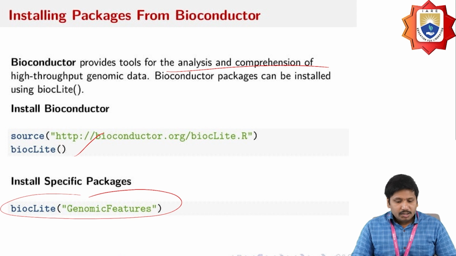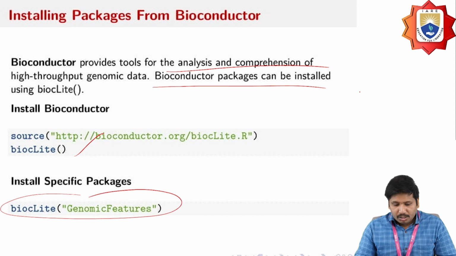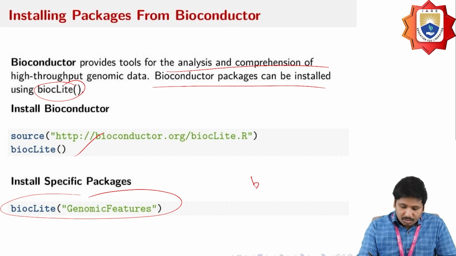And the last one is how we are going to install packages from Bioconductor. Bioconductor is the platform which provides tools for the analysis and comprehension of high-throughput genomic data. So the Bioconductor packages can be installed and used by making use of the biocLite function. So remember this function.